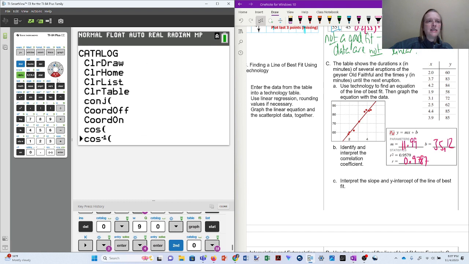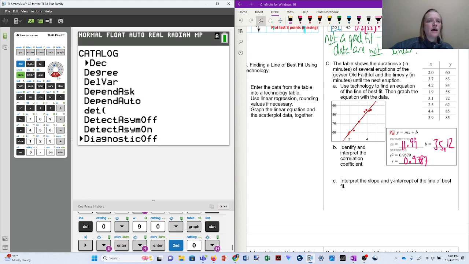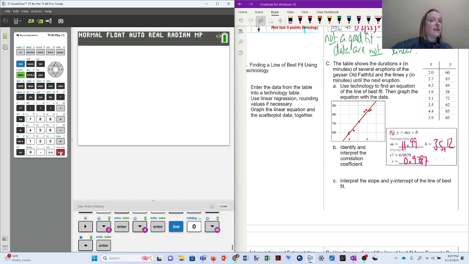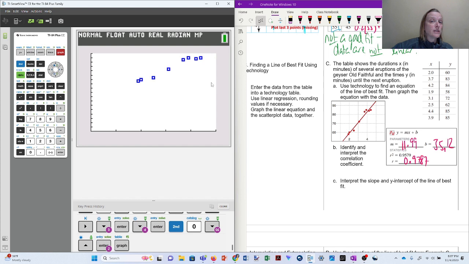When you get to the D's, there is a diagnostic feature, diagnostic on, and you want to make sure that it is turned on by hitting enter and then hitting enter again. When you get that done, that turns the diagnostic feature on, and you should see an R value for your line of best fit.